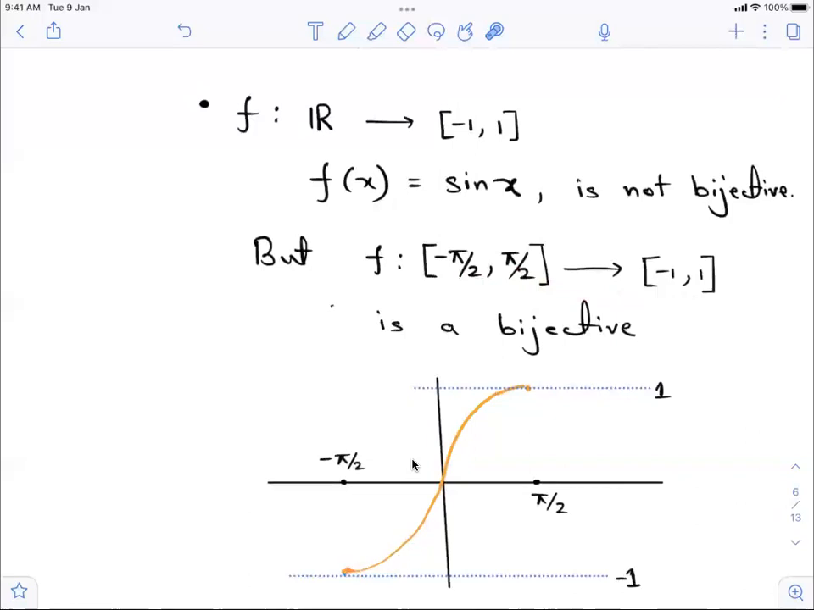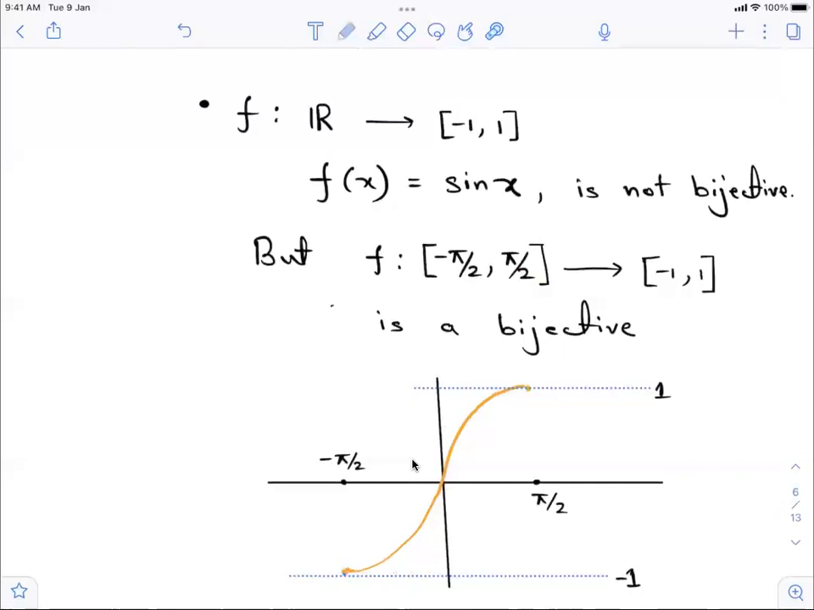It passes the horizontal line test, and we'll talk about that in the next class. But from this graph also we can see that the function is bijective. No two points in the domain have the same function values, or no two distinct inputs in the domain have the same output. You can see that, right?